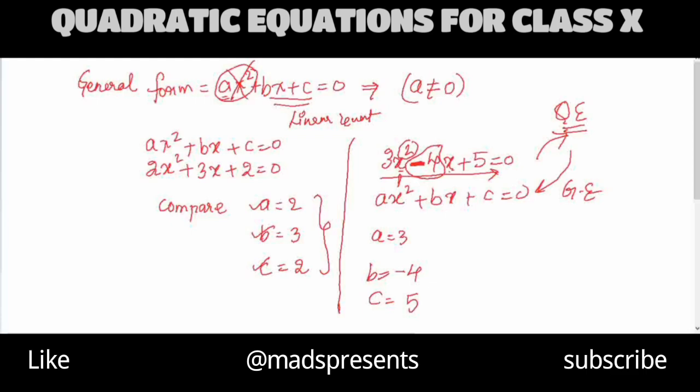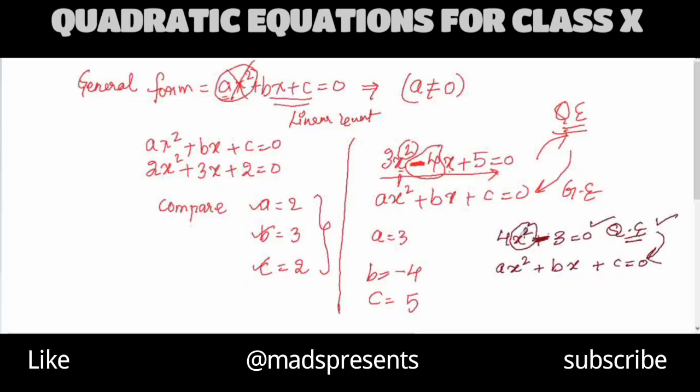Okay, take one more equation: x square minus 3 is equal to 0. Compare it with our equation x square plus bx plus c is equal to 0. See, it is a quadratic equation, because the highest power is 2. Sir, is it comparable with our standard form? Yes, it is. Since it is a quadratic equation, it can be compared.